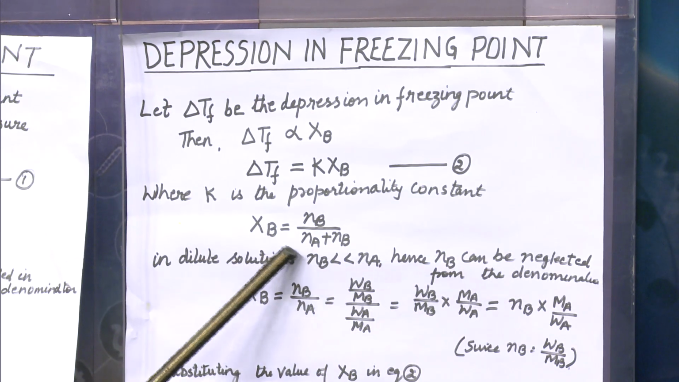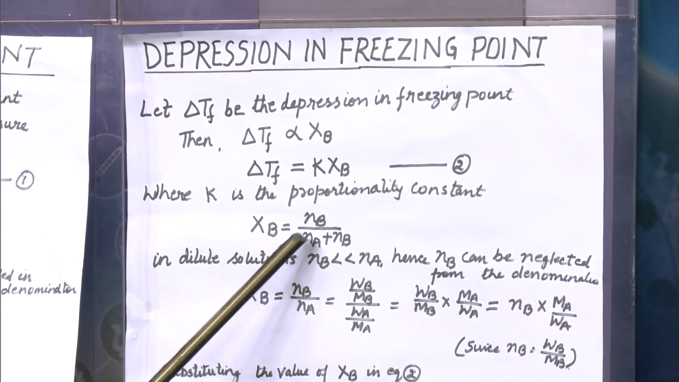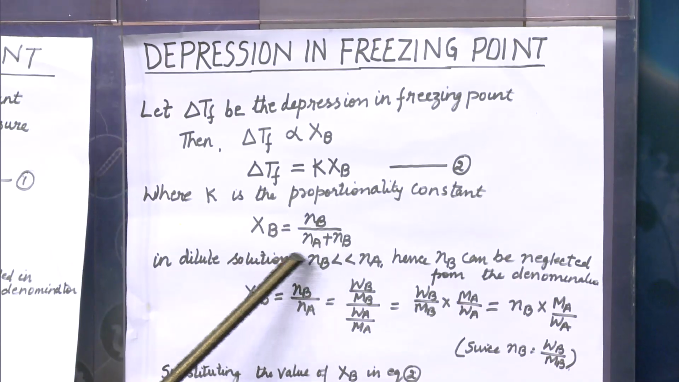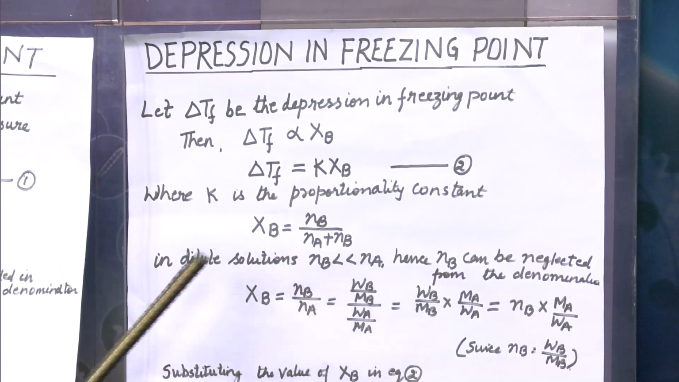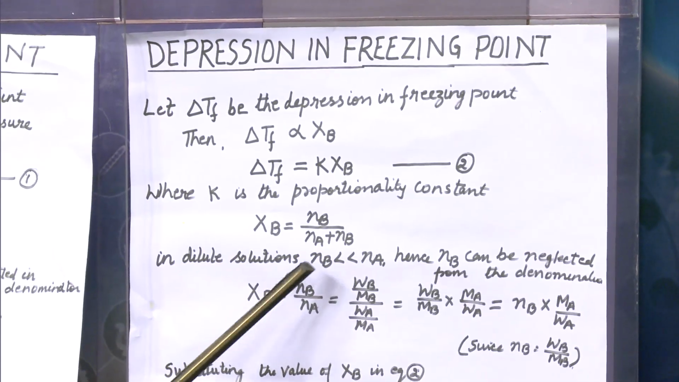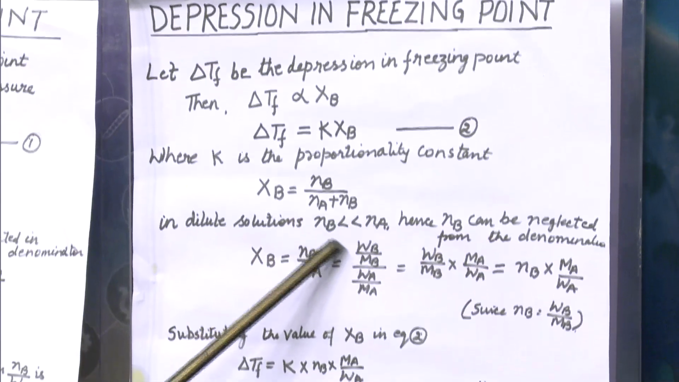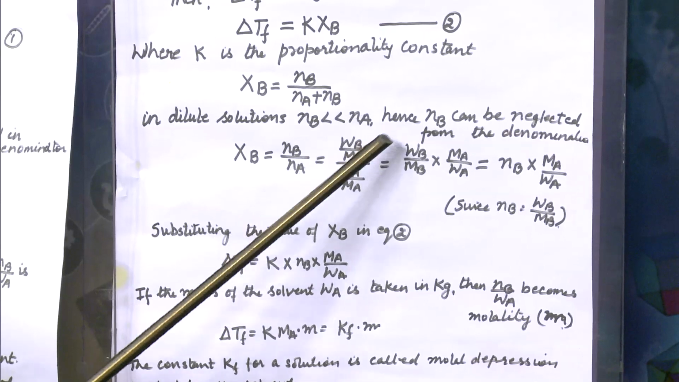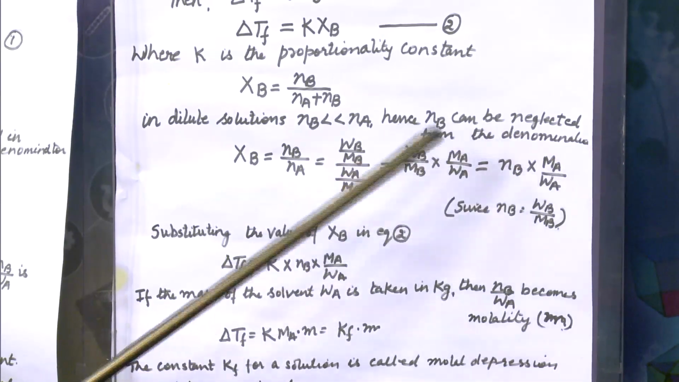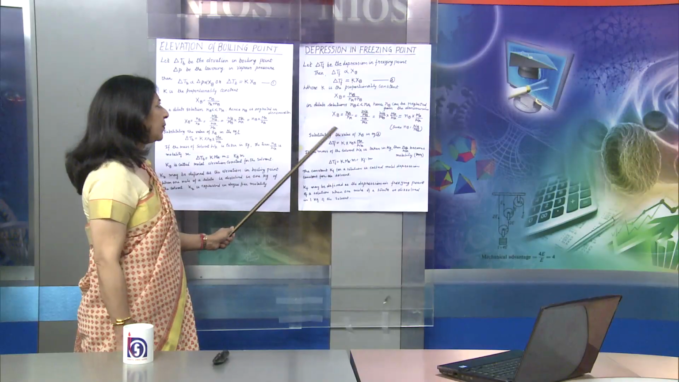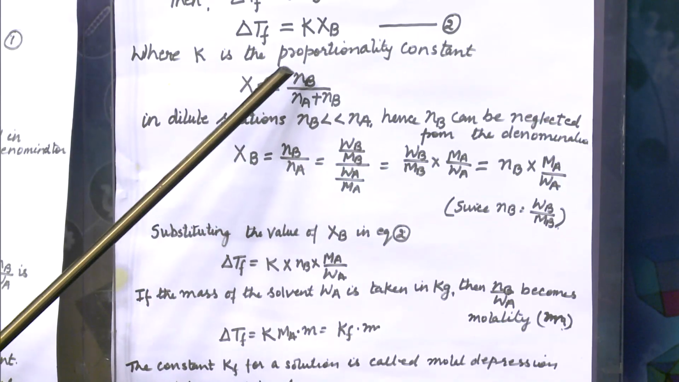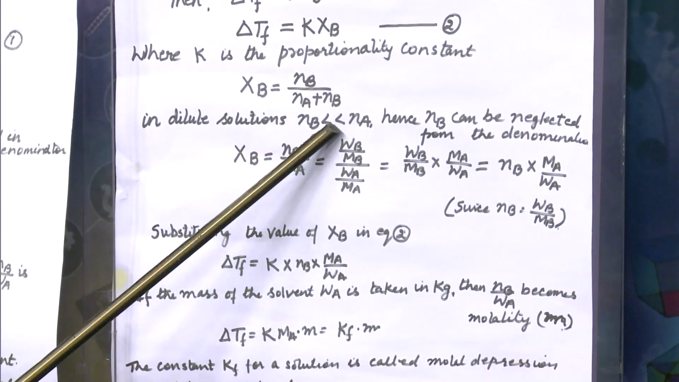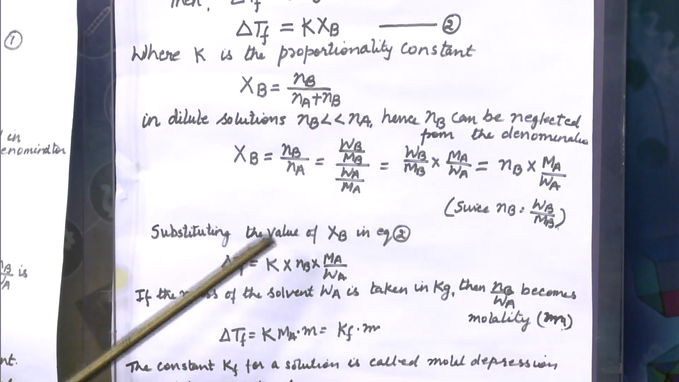So, Xb is equal to Nb upon Na plus Nb, that you all know, because it's the moles of solute divided by the moles of solution. So, in the dilute solution, the moles of the solute will be very less. So, Nb will be very less as compared to Na. So, hence Nb can be neglected from the denominator, as I told you in the boiling point case. So, Xb is equal to Nb upon Na, because Nb is negligible.